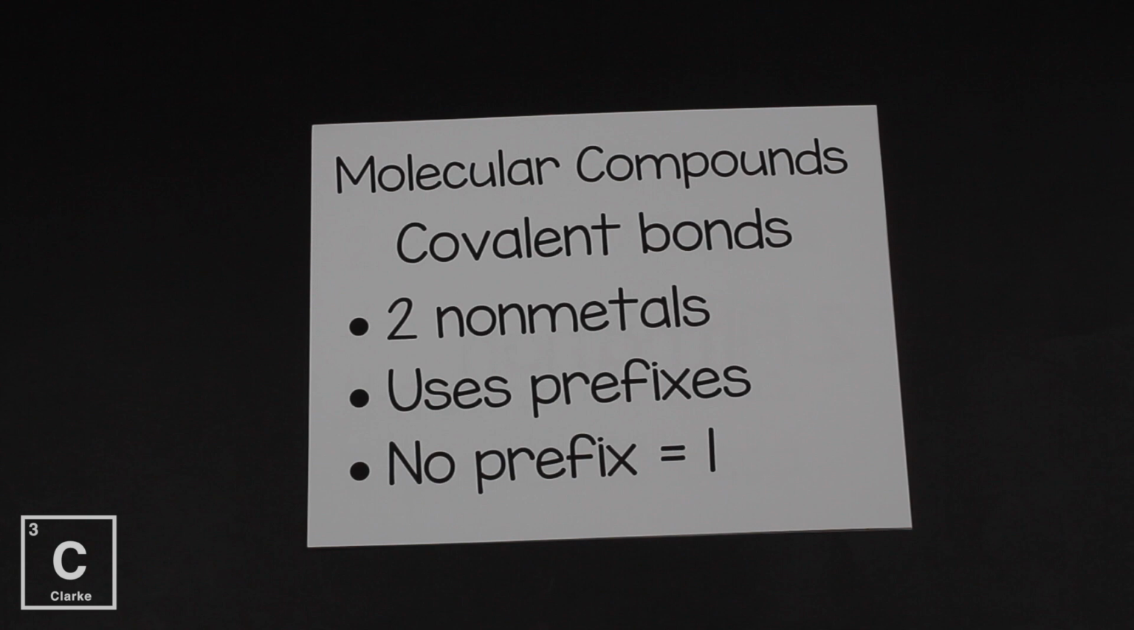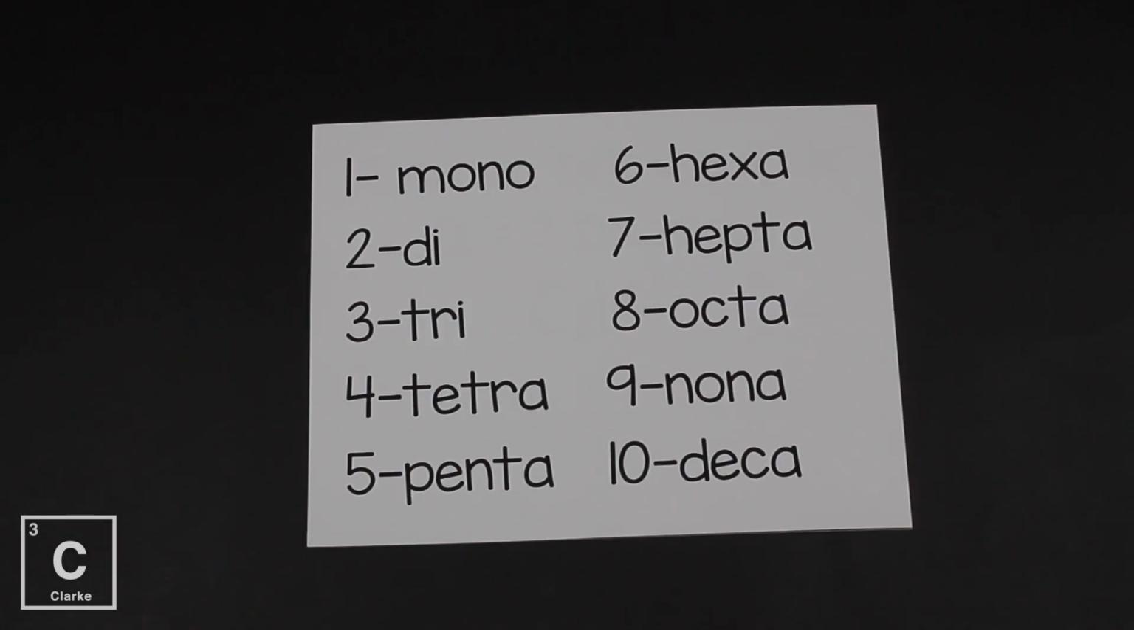Let's do some examples. Since we're talking about molecular compounds, we need to remember these prefixes. 1 is mono, 2 is di, tri means 3, tetra is 4, penta is 5, hexa is 6, hepta is 7, octa is 8, nona is 9, deca is 10.